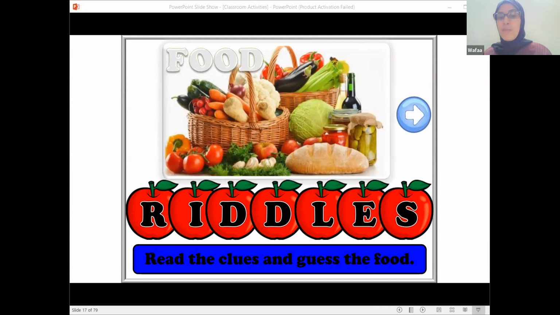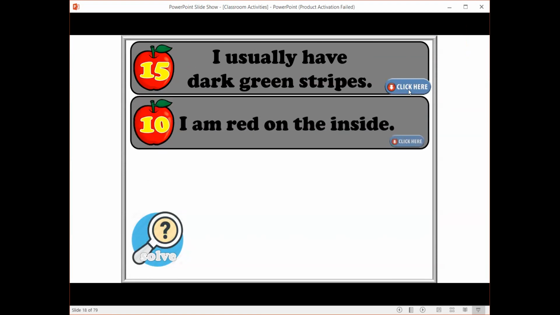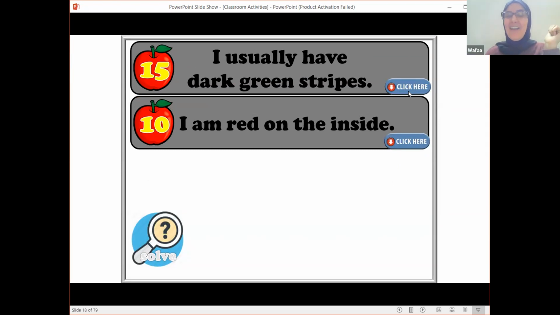The riddle game about food. The first one: I usually have dark green stripes. Has anyone guessed? What is it? Dark green stripes. Okay, one more clue. Watermelon? Watermelon, excellent. If they don't know the first clue, they couldn't do it, so you can go to another one.